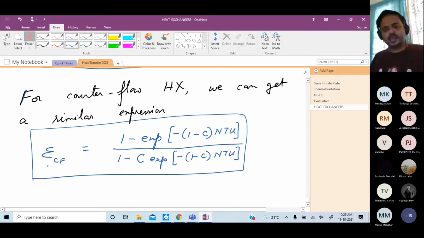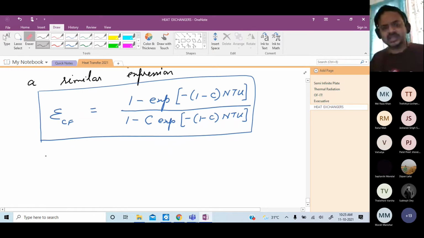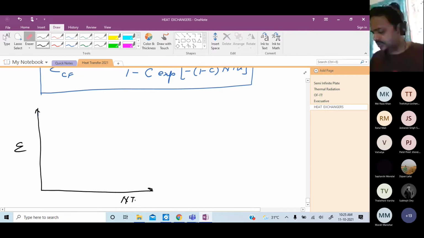Okay. So now, if we plot it, how do they look? I mean, you've already seen this, but the epsilon NTU charts are plotted in this manner, as you know. This is epsilon, this is NTU. Of course, epsilon has to lie between 0 and 1. NTU can be anything. 1, 2, 3, 4, 5, and so on.